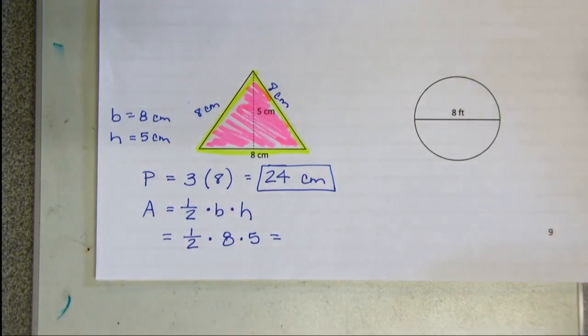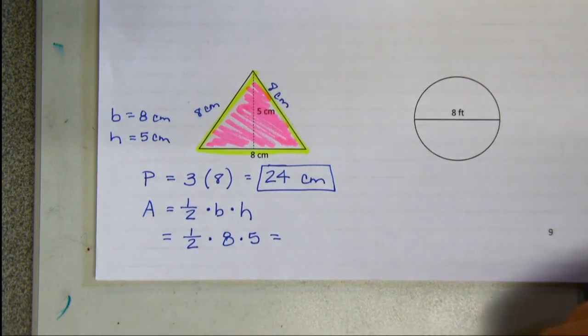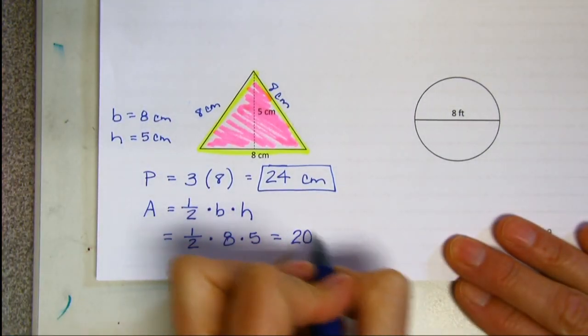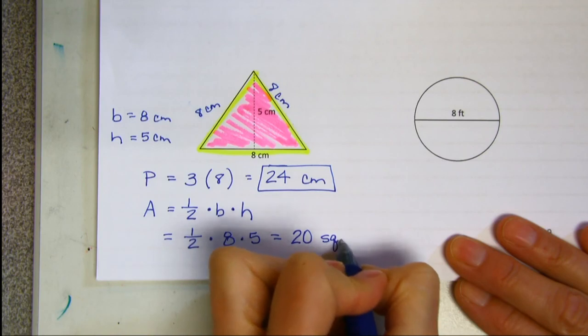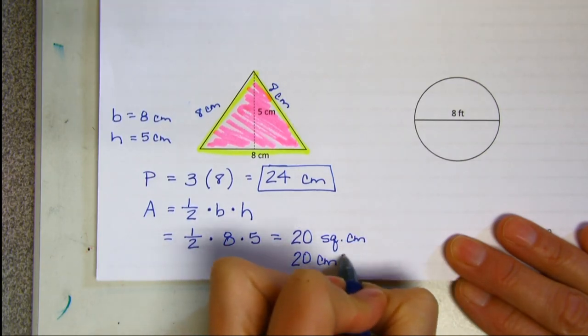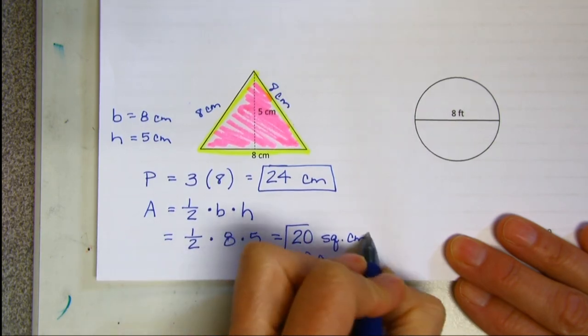And so you can do that in your calculator. Of course, 8 times 5 is 40. Half of 40 is 20. And again, the big difference is you have to label correctly. Square centimeters, or you could put 20 centimeters squared. Those mean the exact same thing.